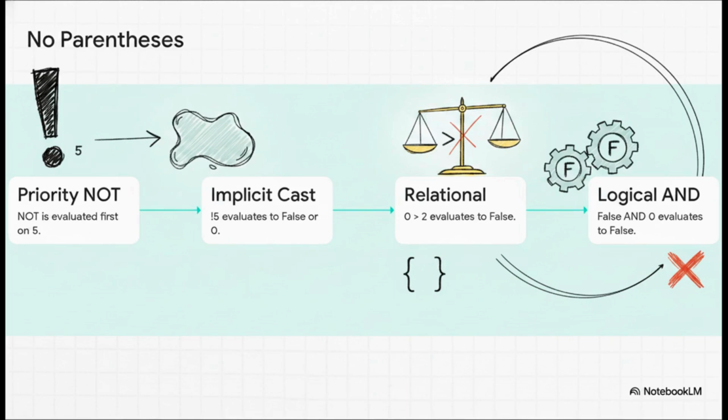But look at the bottom expression. Without parentheses, the NOT operator immediately dominates the precedence list. It applies directly to the 5. Since 5 is a non-zero integer, it's considered true. Flipping that makes it false, turning it into a 0. Suddenly we're evaluating 0 is greater than 2, which is false. That cascading effect completely changes the final answer to false. Literally, one tiny set of brackets changed the whole shebang.